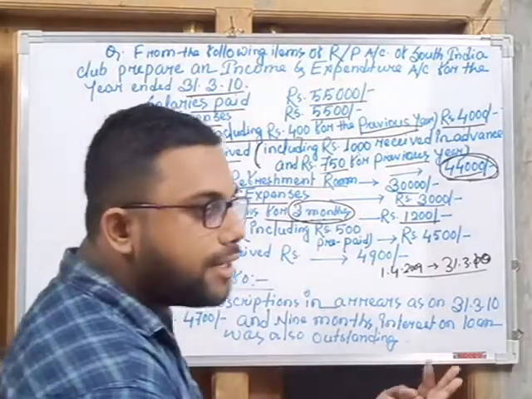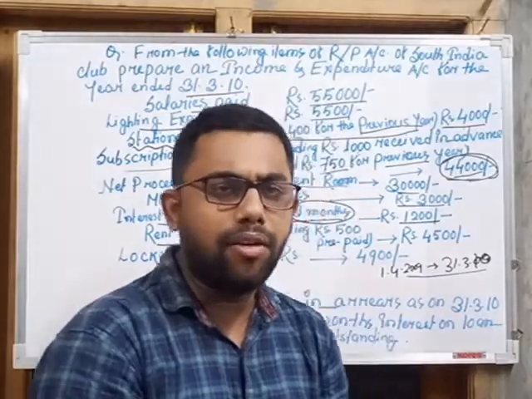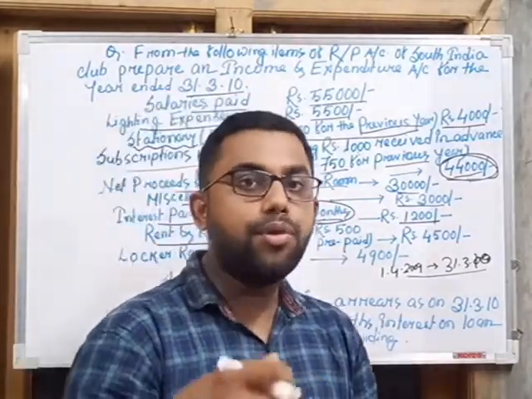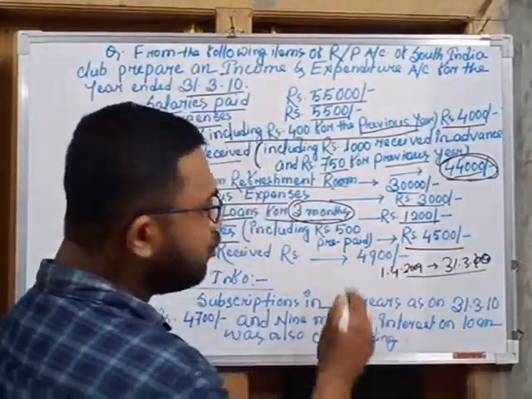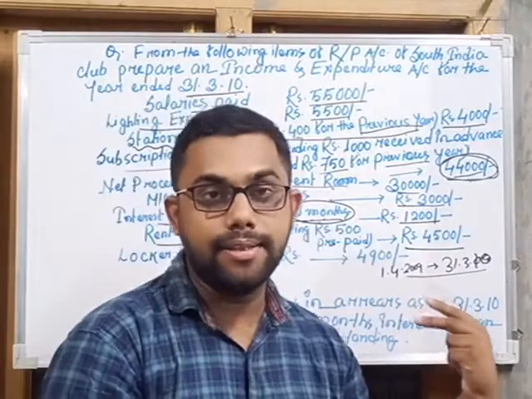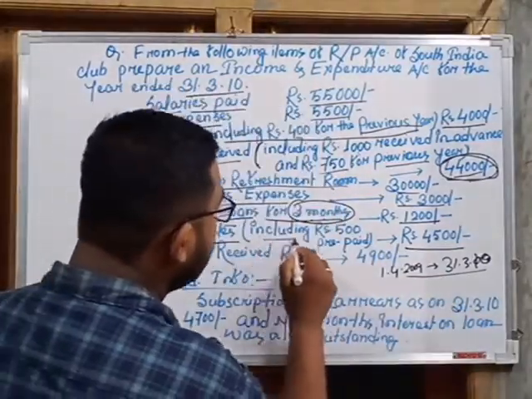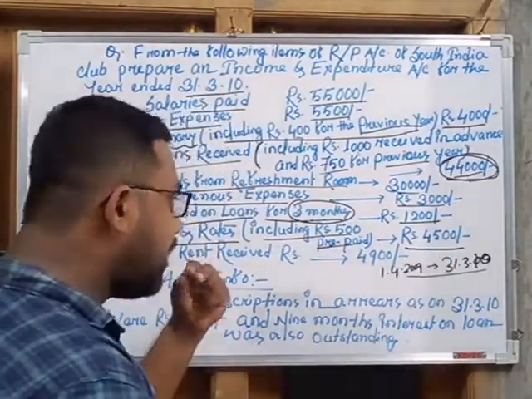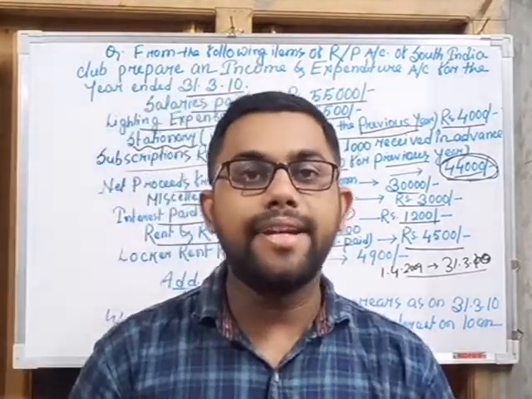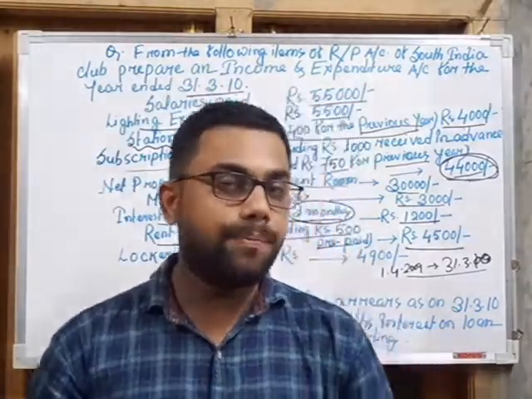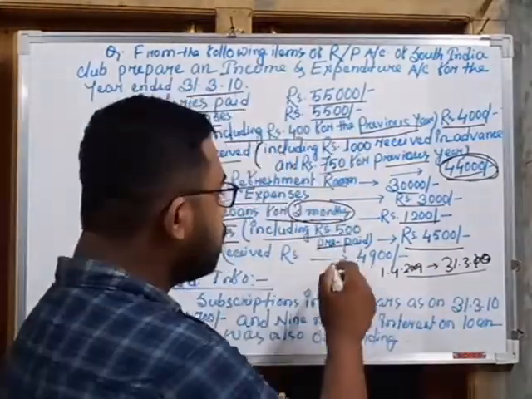Next, rent and rates. The organization has taken a building or some other premises for which they have to pay rent or taxes. So the amount is 4,500. And whatever we find in the bracket regarding these items is taken as an adjustment. What is it? Including rupees 500 prepaid. In the current accounting year, the organization has paid rupees 4,500 as rent and rates. Out of this 4,500, rupees 500 is prepaid. So we can say, what is prepaid?